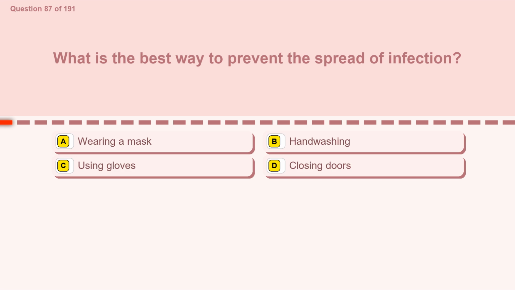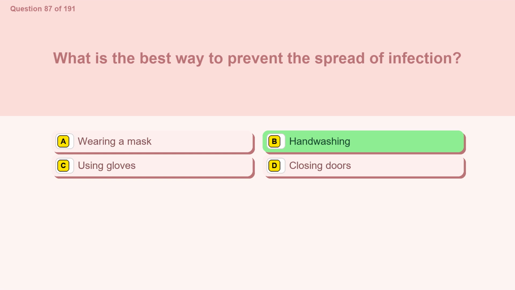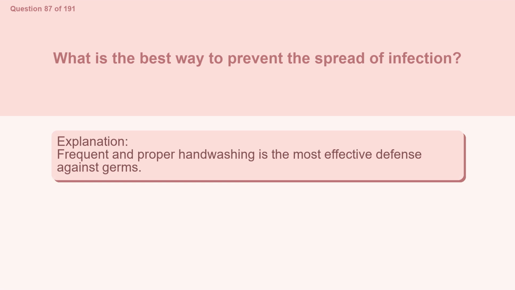Question 87. What is the best way to prevent the spread of infection? Option A, wearing a mask. Option B, hand washing. Option C, using gloves. Option D, closing doors. The correct answer is option B, hand washing. Frequent and proper hand washing is the most effective defense against germs.